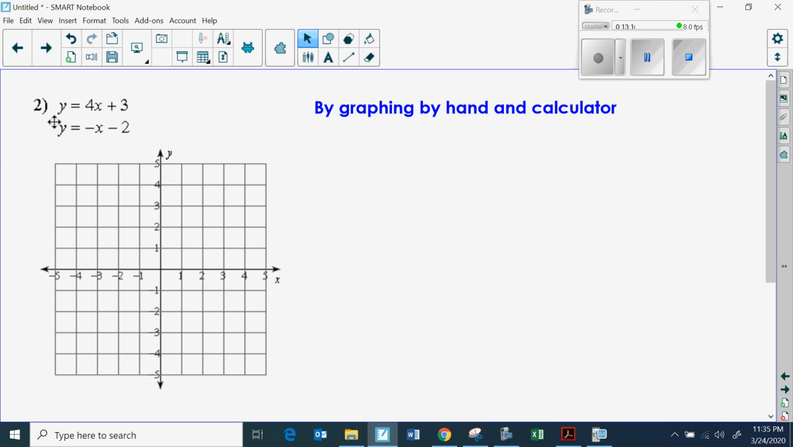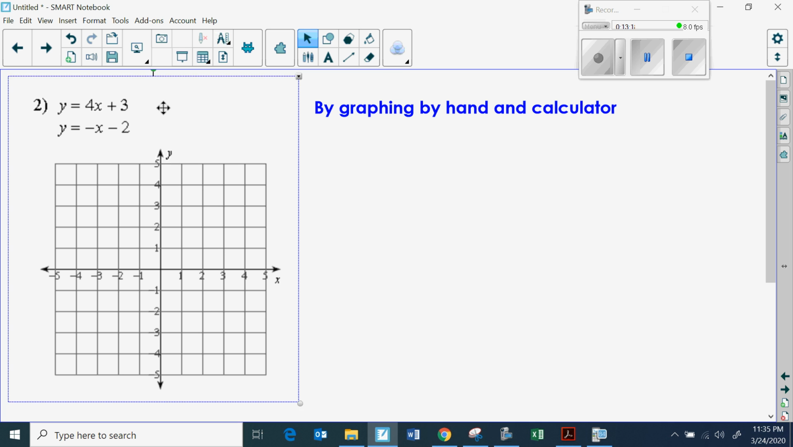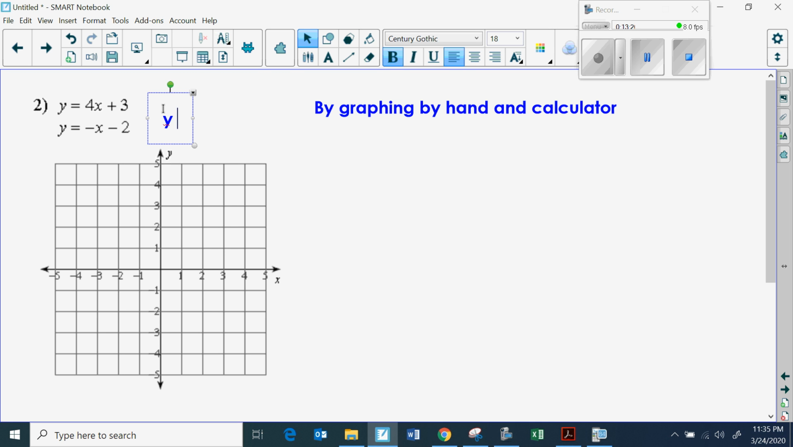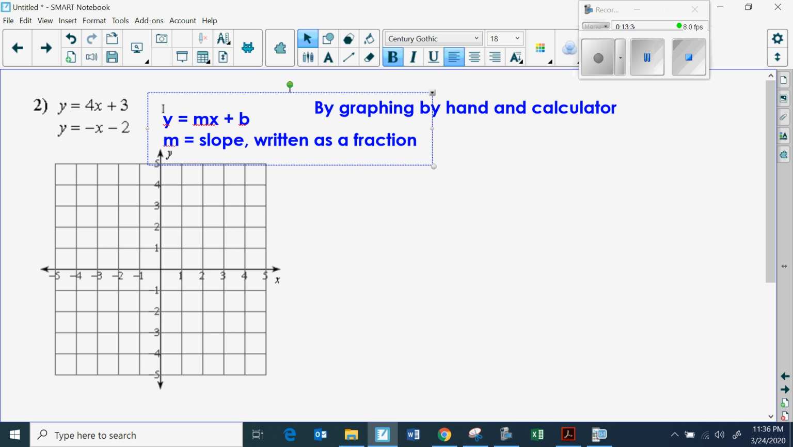Okay, we know this is what form? Slope-intercept form. You should already be able to tell me that. y equals mx plus b. m equals slope, written as a fraction. b equals y-intercept, written as 0 comma b, whatever the b is.